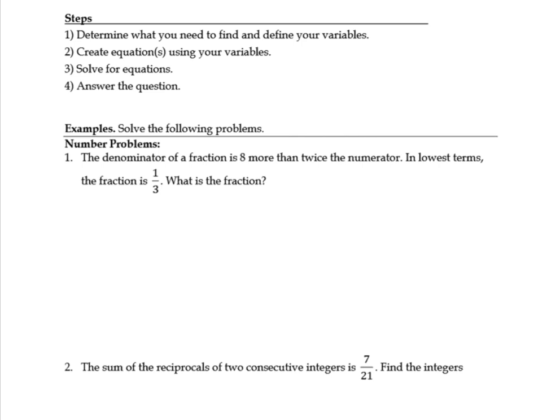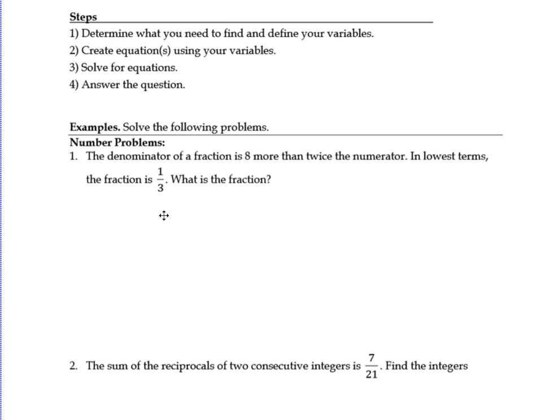So the denominator is, whoopsie, let's try writing. The denominator is, in words, 8 more than twice the numerator. How would you write that? Let's use the letter N for the numerator and the letter D for the denominator. The denominator is 2n plus 8. Good.